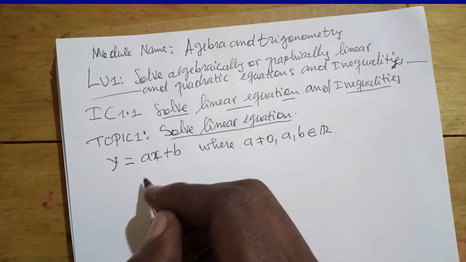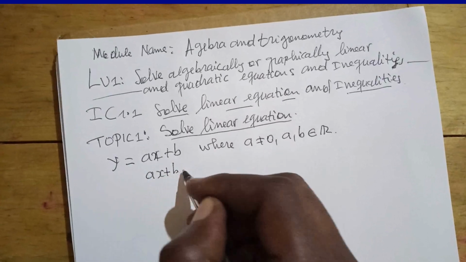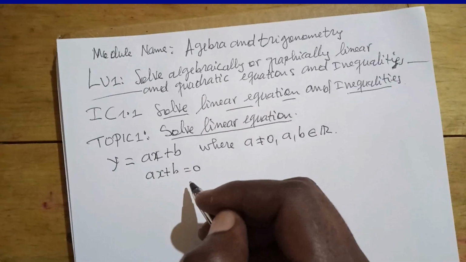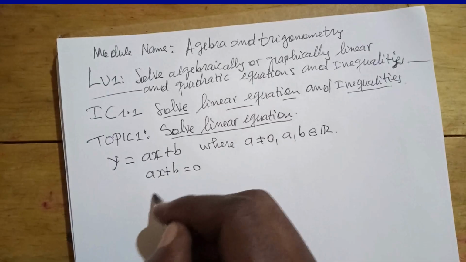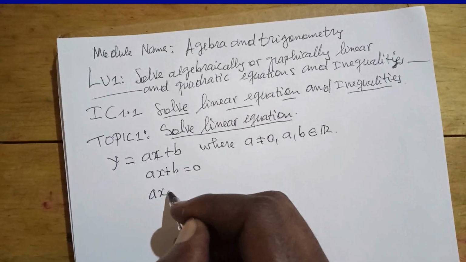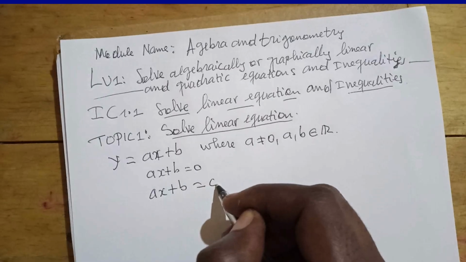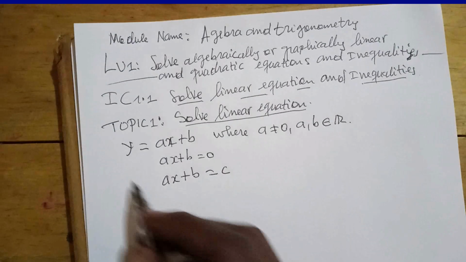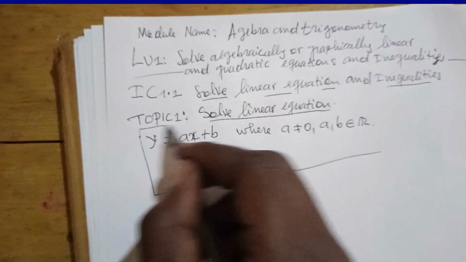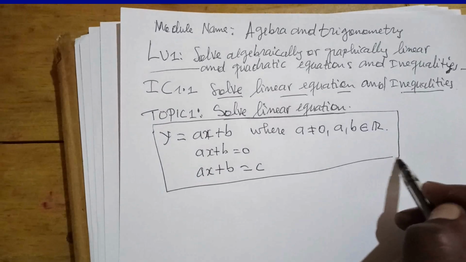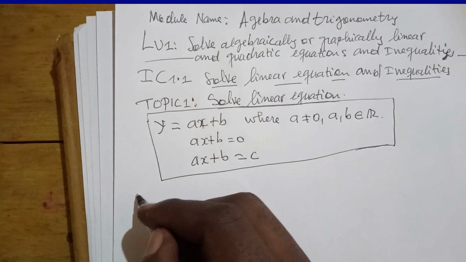Also, we can have ax plus b equals 0. Also, this is a linear equation. Or we can have ax plus b equals c. Those are the general equations of a linear equation. So let us take an example in order to understand well what is a linear equation.